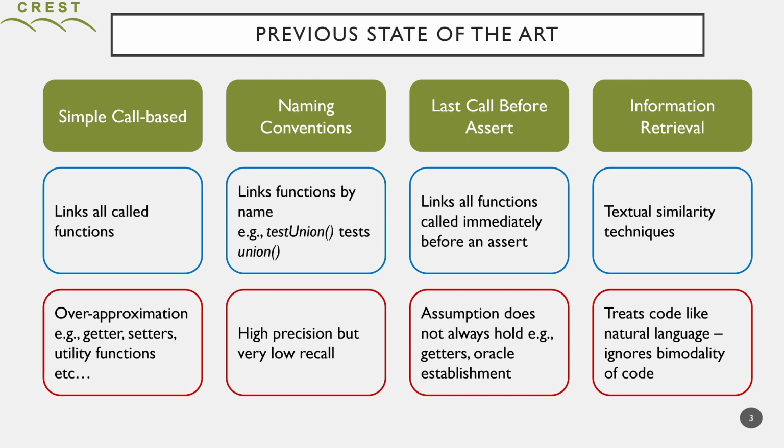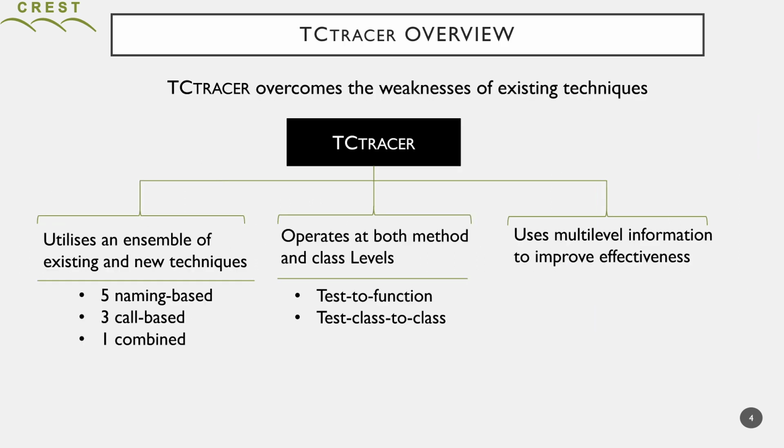where the naming conventions aren't followed, and in instances where a test tests multiple functions. For last call before assert, we see the assumption does not always hold, in that the last call function is not always the tested function, for example, if it's a getter or a function for establishing an oracle. And for information retrieval, there's a weakness in that it treats code like natural language. It ignores the bimodality of code, which is that code is also specifying an execution. It isn't just a language.